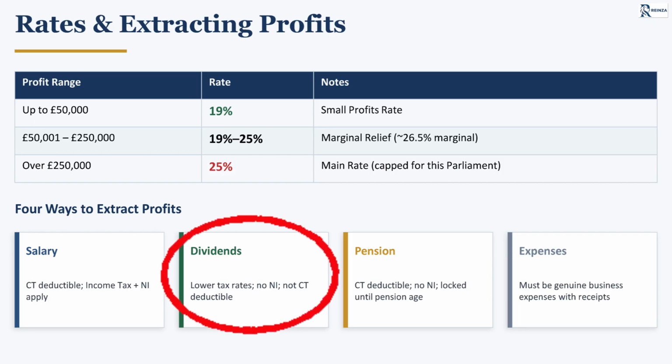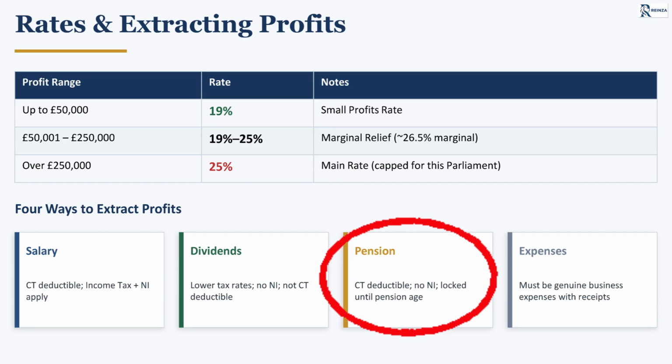Dividend tax rates are lower than salary rates, and there is no national insurance on dividends. However, dividends are not a corporation tax deduction. Third, pension contributions made by the company. These are fully deductible for corporation tax and are completely free of national insurance. The downside is that the money is locked away until you reach pension age.